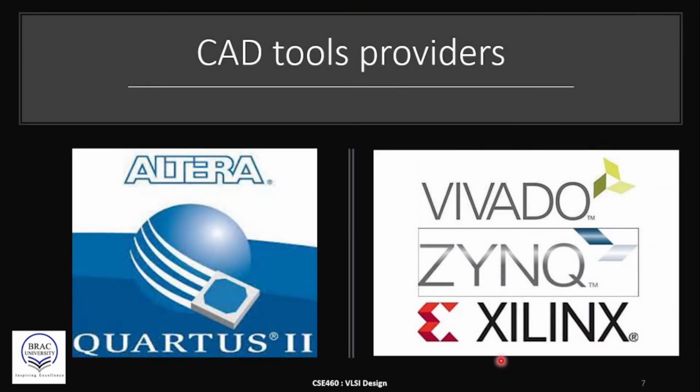So there are lots of CAD tool providers in the market. Among them, Quartus II by Altera and Vivado by Xilinx are two of the most commonly used CAD systems for the digital design process. We will be using Quartus II for performing the lab-related tasks in this course.